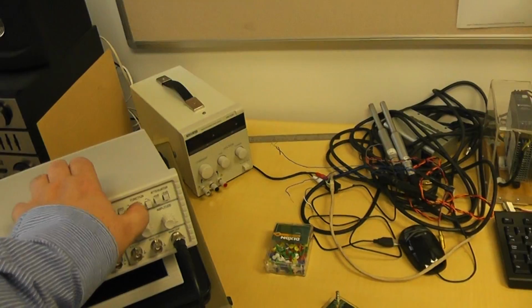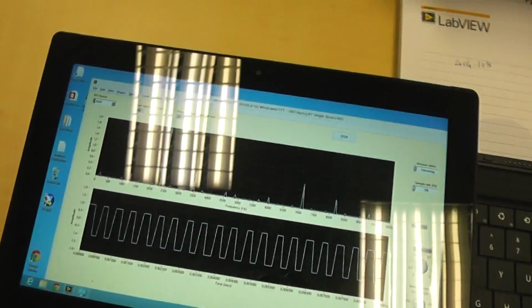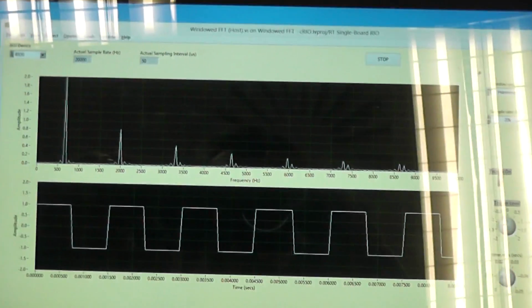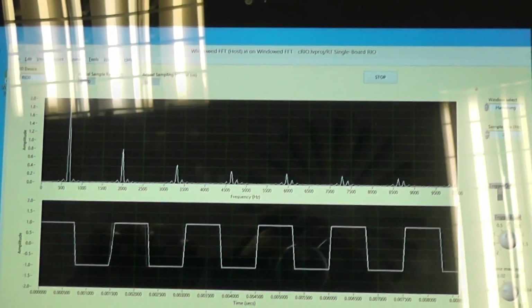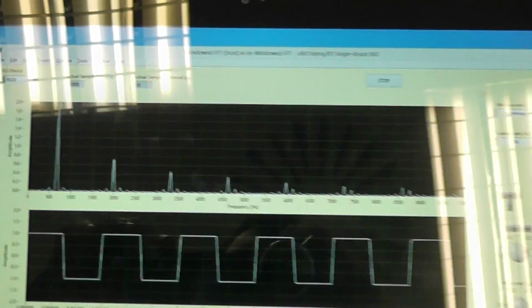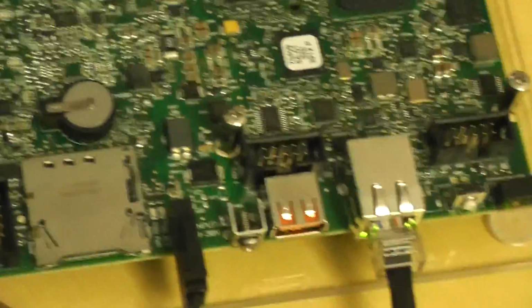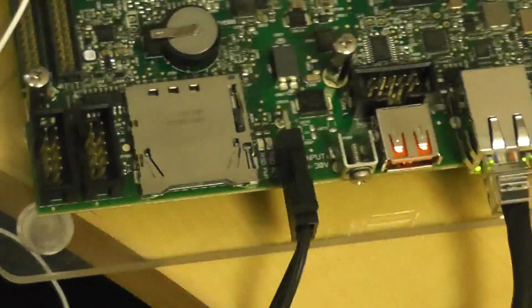Let's just switch the signal generator over to square wave. And here's a square wave. You can see all the harmonics. So it's a real-time spectral analyzer and oscilloscope with an FPGA. And of course using that small little router which just plugs in here into the Ethernet connection of the single board RIO. Okay, there we have it. Thank you.